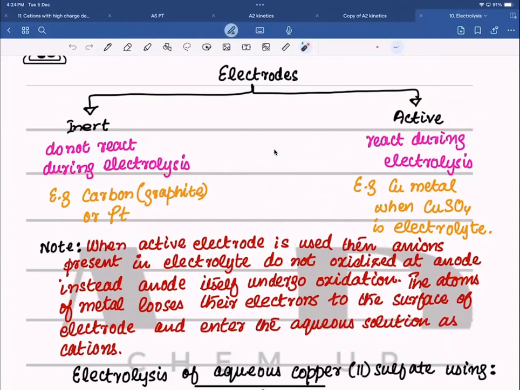Yes. Yes, Aisha and Khatija, is this clear to you as well? Yes, sir. Yes, sir, clear.